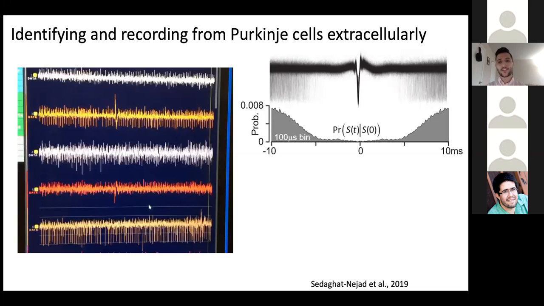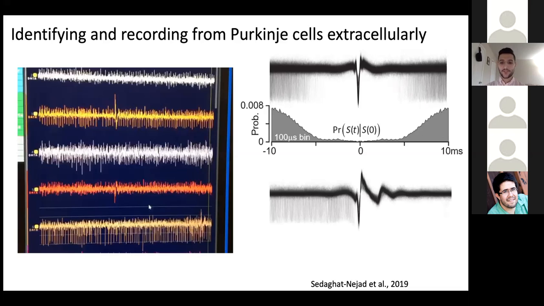And also the second challenge is then trying to understand if the complex spikes that we're seeing in a signal and the simple spikes come from the same cell. This can be illustrated with this cross-correlogram, where we see a suppression of simple spikes that occur after a complex spike.